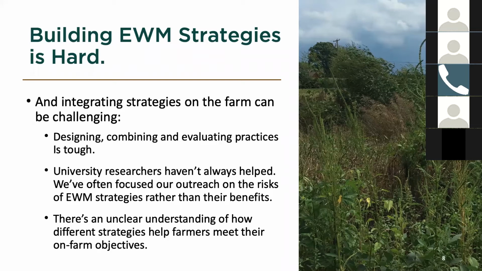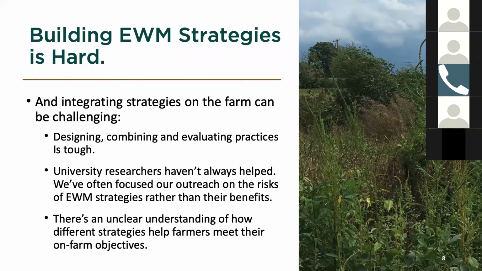And we haven't spent as much time talking about the benefits of different strategies. And one of the things we know from decision science is that the more you talk about the risks, the more you're going to discourage people from trying new things. Whereas if we talk about the benefits of things, you can actually encourage adoption of new strategies that might work better on people's farms. So designing and evaluating the practices is tough.